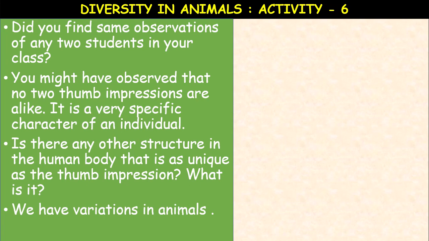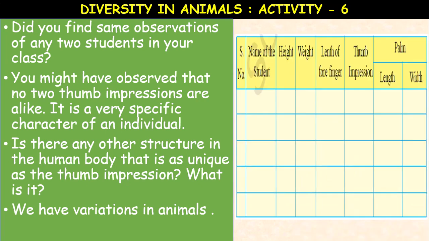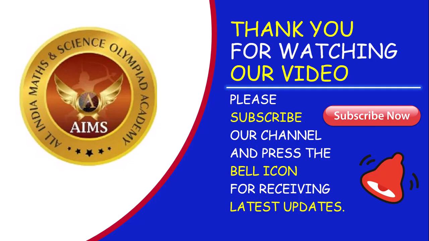So finally we come to a conclusion. We have variations in human beings, variations in animals. Human beings are not exceptional. There are variations in all animals. So you have to reveal the results of the activity. You have to discuss among your group, and finally come to a conclusion. Discuss with your subject teacher, and confirm. Okay, children, let us proceed.